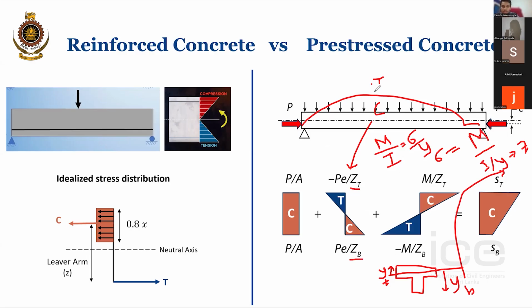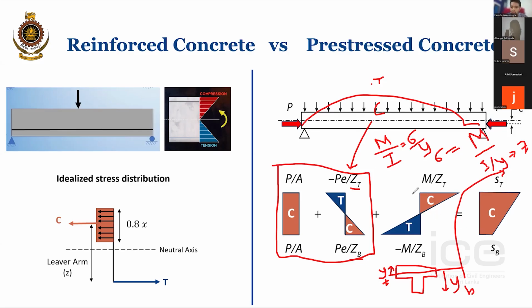So when this is deflecting upwards, you will have tension at the top part and compression at the bottom part. That particular tension is moment divided by the section modulus, with the moment due to the pre-stress being P times e. So these two stress diagrams correspond to the pre-stress force that you apply.